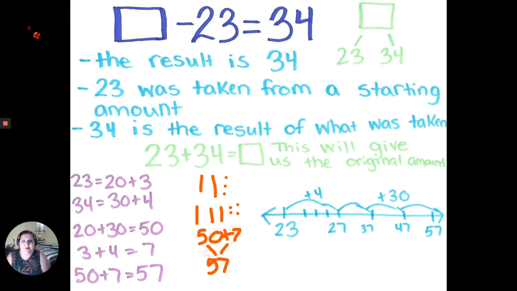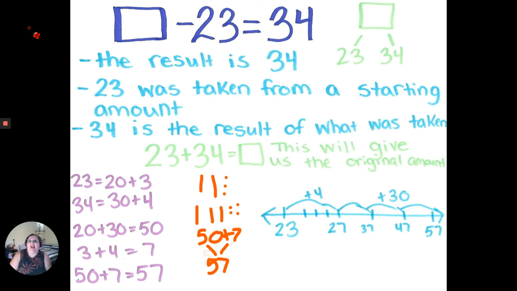I solved this using three different strategies. First, I used expanded form. 23 is 20 and 3. 34 is 30 and 4. Adding my 10s together, 20 and 30 is 50. Adding my 1s together, 3 and 4 is 7. 50 plus 7 is 57. With sticker notation, I drew out 23 (10, 20, 21, 22, 23), and I drew out 34. When adding them all together again, we got the answer of 57.